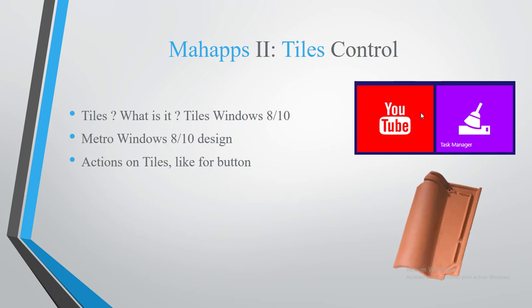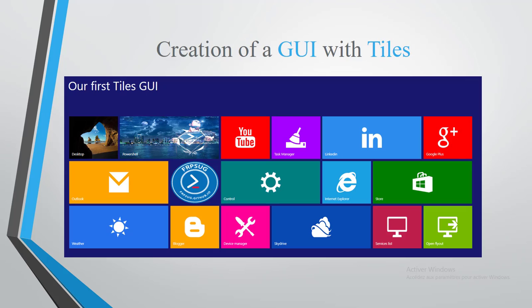Now, the tile control of MahApps. What's a tile? Tiles are this kind of controls that you can find in the Windows 8 desktop. It's a Metro Windows 8 design. Actions on a tile are like for a button. You can also do this kind of GUI with tiles. It's a PowerShell GUI I did, and you can find it in the repository on GitHub.